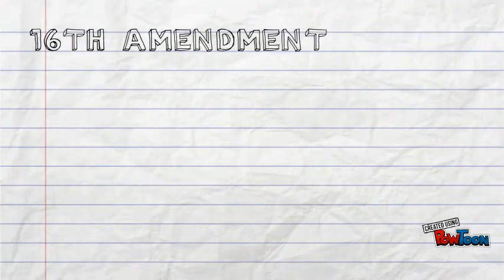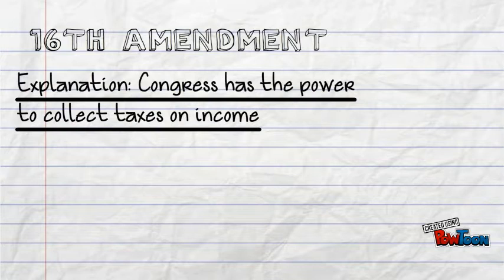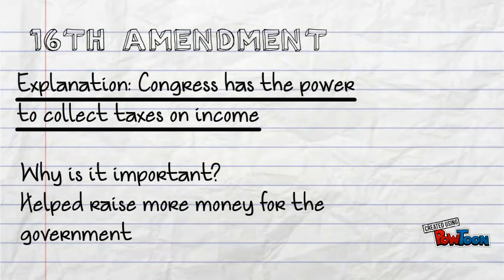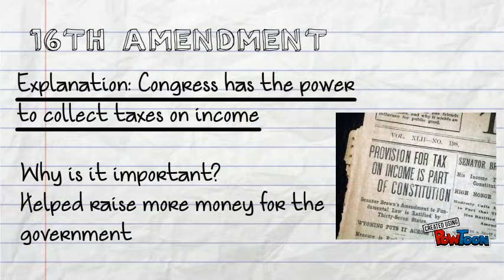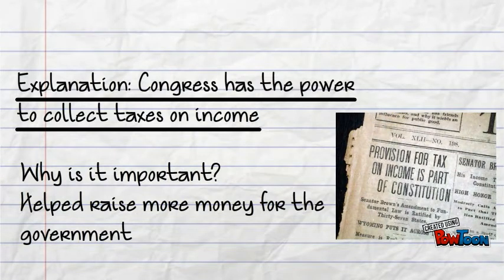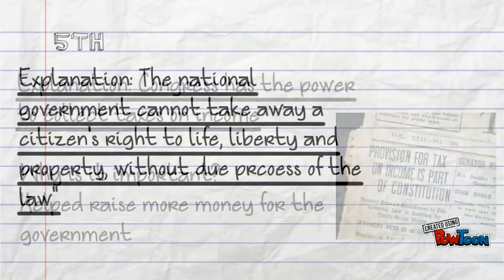The first one, the 16th Amendment, gave Congress the power to collect taxes on income. Why is this important? Because it helped them raise more money for the government, which we all know who can approve the budget: Congress.